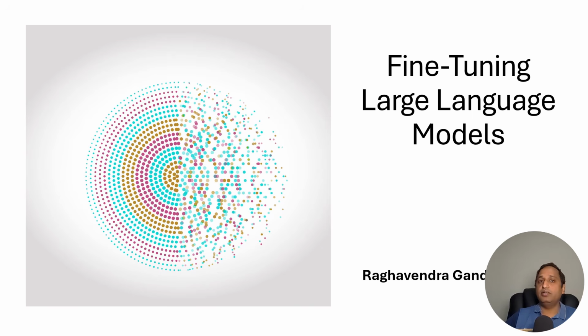Have you ever wondered how a general purpose AI like ChatGPT can suddenly become an expert in legal documents or customer reviews? That's the focus of today's topic, which is fine-tuning a large language model, that is, taking an LLM and then fine tuning it on a specific domain or specific task. So this is going to be a really interesting session.